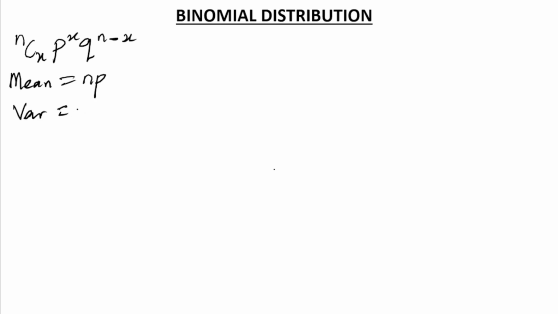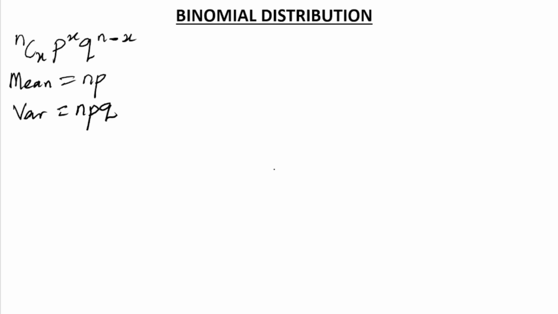Now, the general formula for binomial distribution is n combination x, p raised to the power of x, q raised to the power of n minus x. And the mean of binomial distribution is equal to np, while the variance is equal to npq. So these are the basic things you need to know.